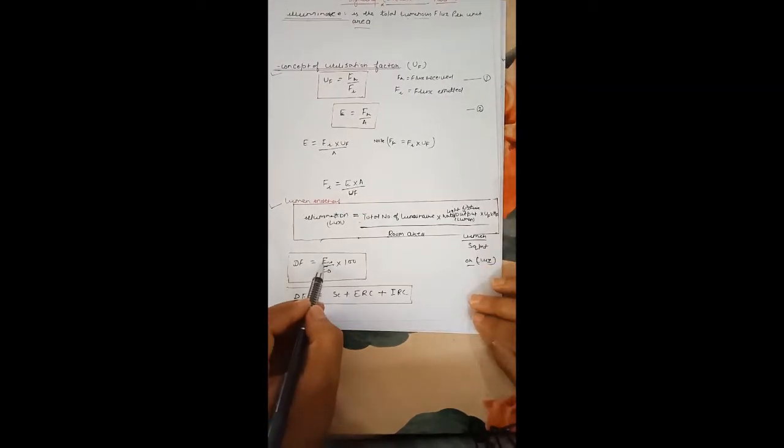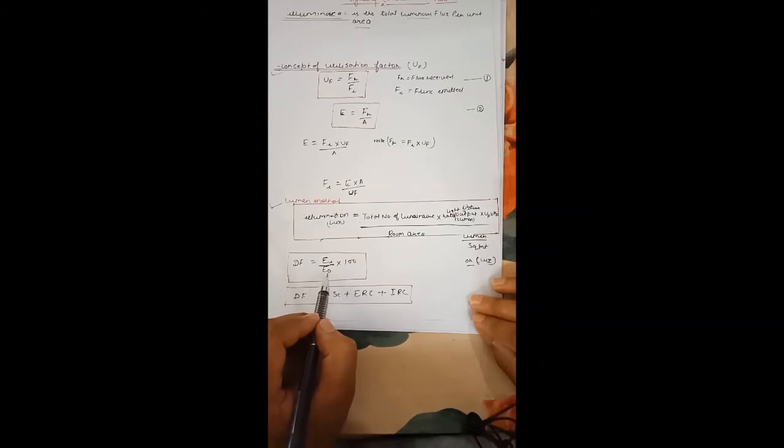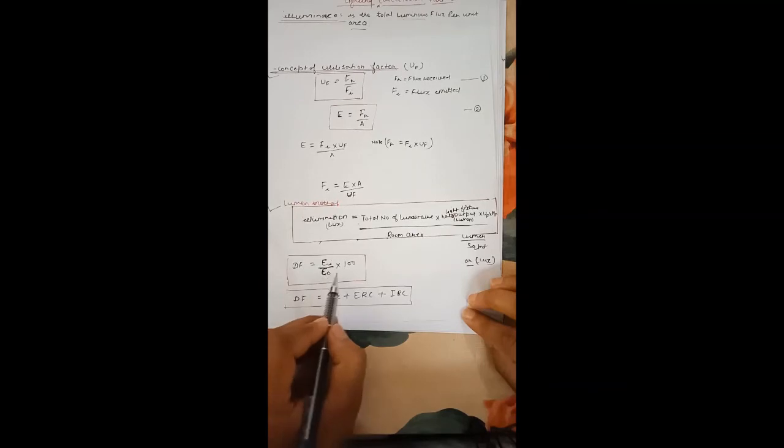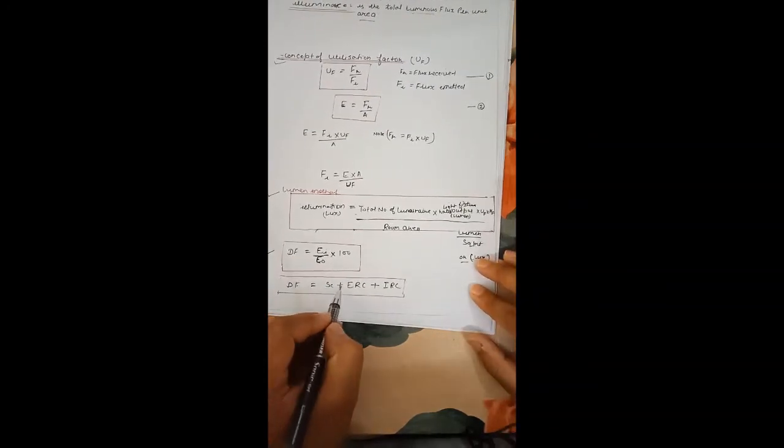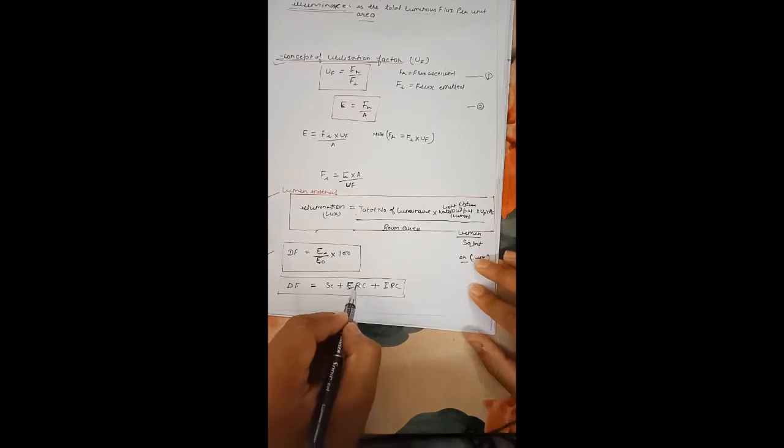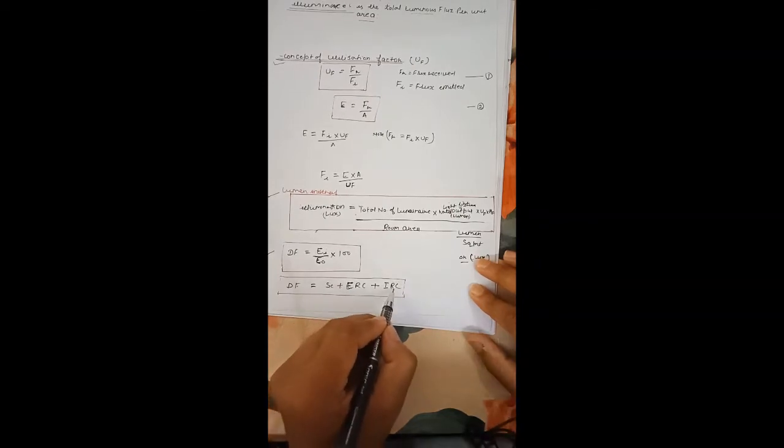And daylight factor, illumination inside on a working plane divided by illumination outside under overcast sky design, into 100. So daylight factor is equal to EI by EO into 100. So sometimes the daylight factor question also comes. This formula we have to remember. Then daylight factor is equal to sky component plus external reflected component plus internal reflected component. This formula is also there.